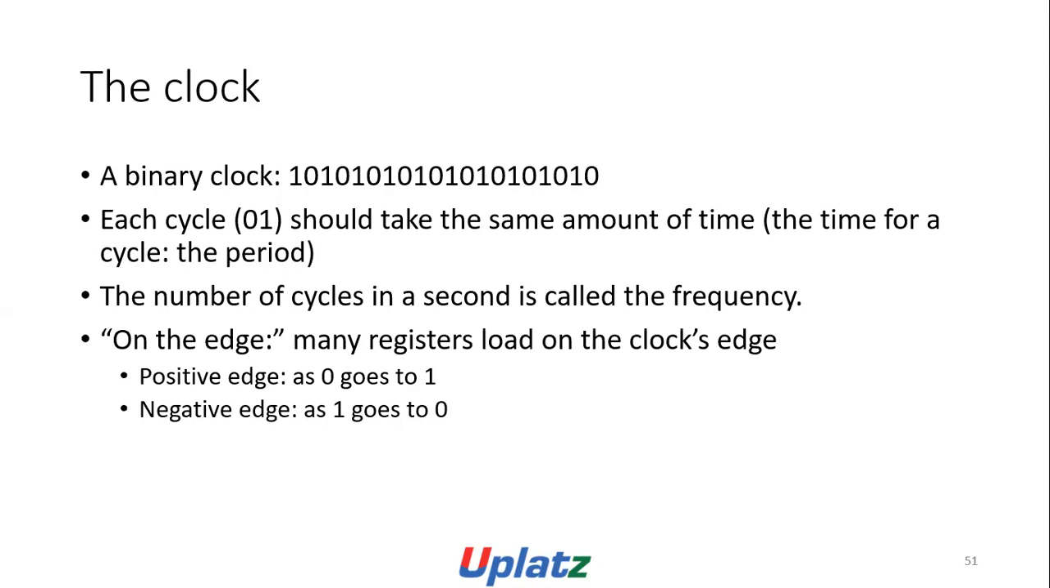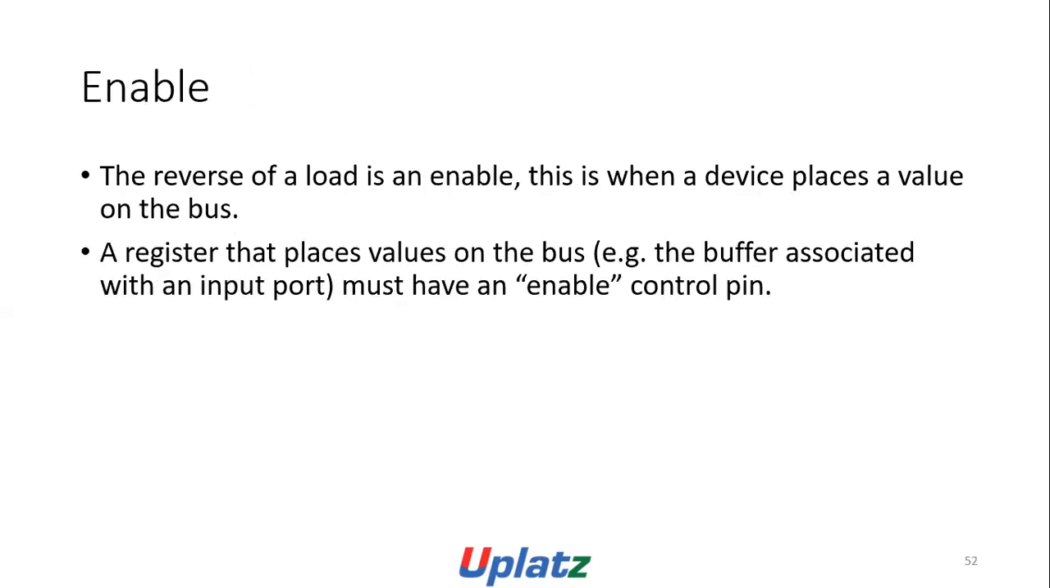1010101010, and so on. Each clock cycle, 0 and 1, should take the same amount of time, the time for a cycle, the period. The number of cycles in a second is called the frequency. Many registers store on the clock's edge. Positive edge is as 0 goes to 1. Negative edge is as 1 goes to 0.